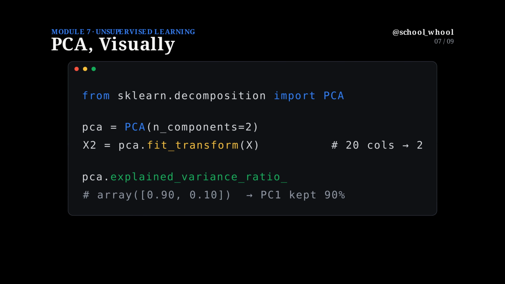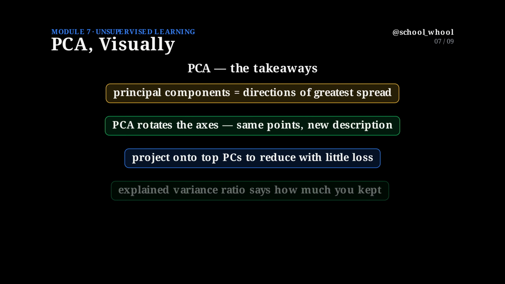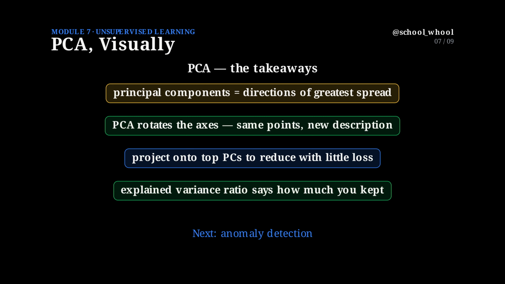To recap, PCA finds the directions of greatest spread, the principal components, and rotates the axes to match them. Keeping the top few components and projecting onto them reduces dimensions while preserving most of the variance, which the explained variance ratio measures. It's the go-to tool for visualizing and compressing high-dimensional data. Next, we hunt for the odd ones out, anomaly detection.